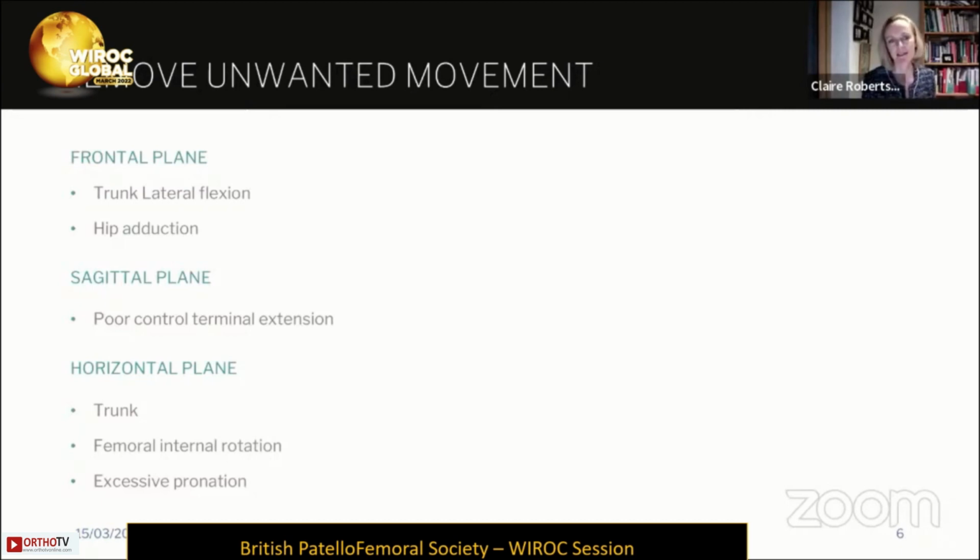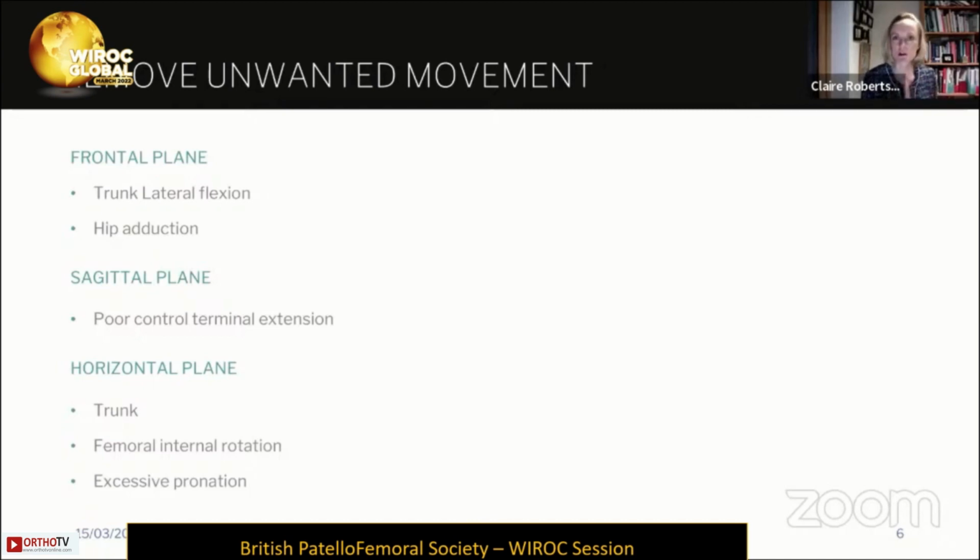In the sagittal plane, we're looking at poor control of terminal extension. So if they can't control from 30 back towards 0, particularly if there's someone with a patella alta, where they're not going to be getting much stability from the trochlea because their patella is high, that poor control of terminal extension becomes a concern. And then horizontal plane, we don't want the trochlea whizzing around rotationally from poor neuromuscular control.